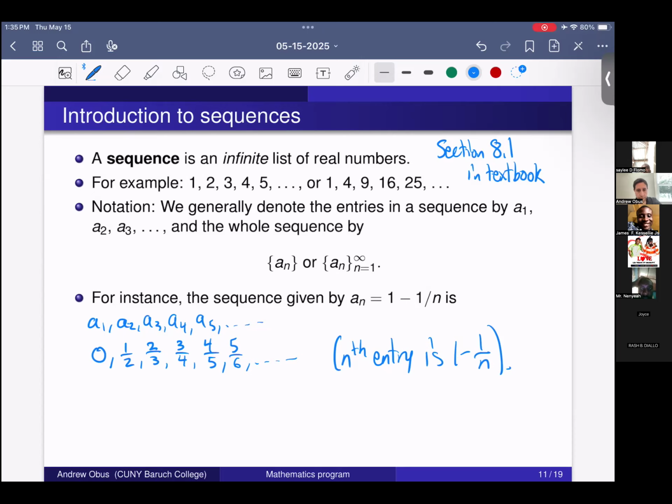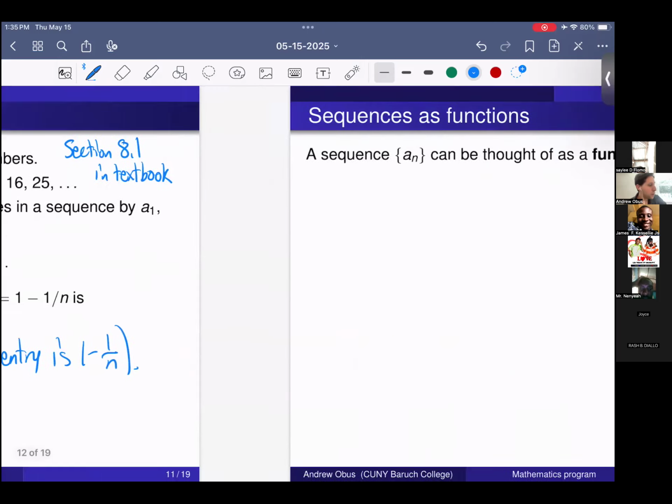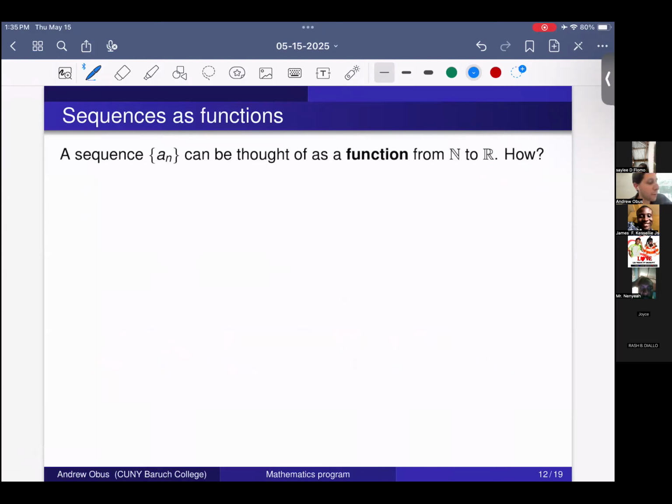Okay, so we can think of a sequence as a function. We can actually think of a sequence a_n as a function from N to R. I'll write it this way, a function from the natural numbers to the real numbers, where the natural numbers here are my domain for the function.